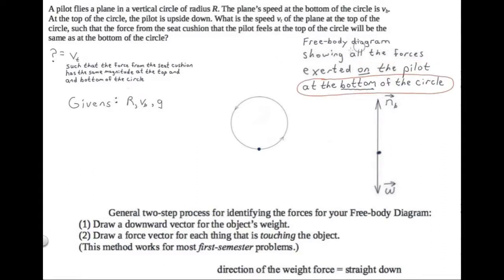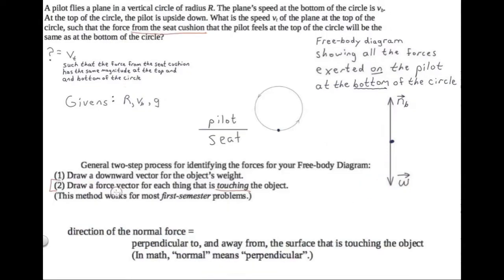This free body diagram shows all the forces exerted on the pilot at the bottom of the circle. We should add a dot to our sketch to show that for this part of the solution, we are assuming that the pilot is currently located at the bottom of the circle. We draw a downward vector for the weight force exerted on the pilot. Next, we ask what is touching the pilot.